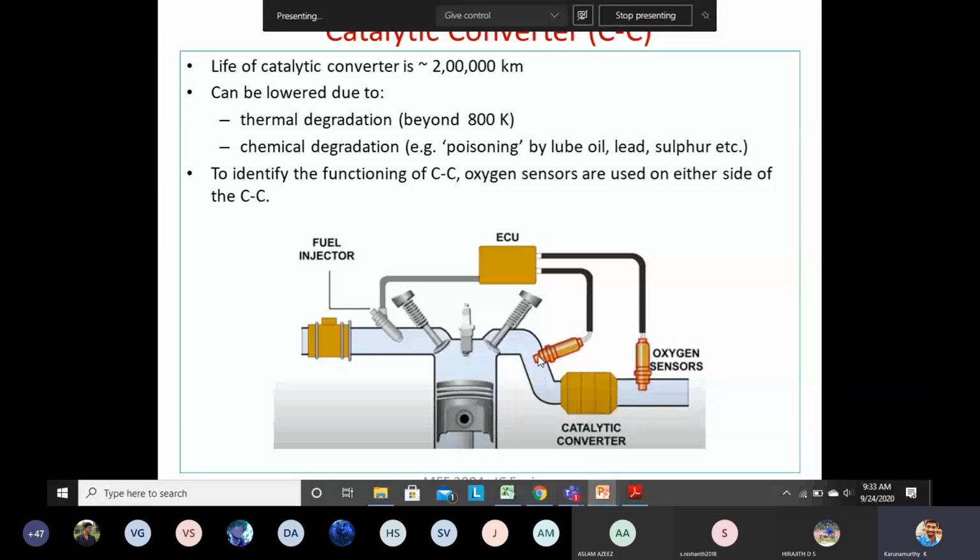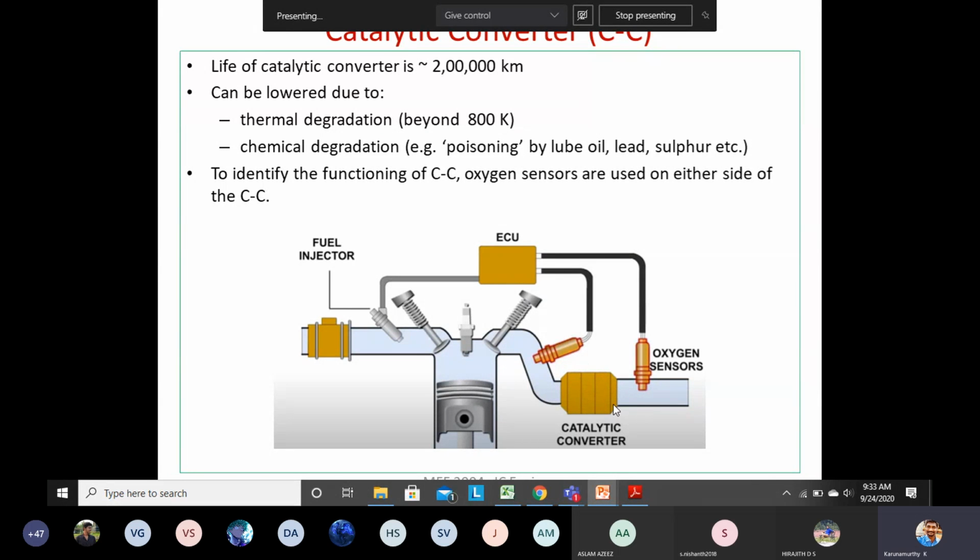Now I am going to measure the presence of oxygen in the exhaust before and after the catalytic converter. If the same amount of oxygen is available before and after, that means what? The oxidation process is not happening, or the catalytic converter is not working well.